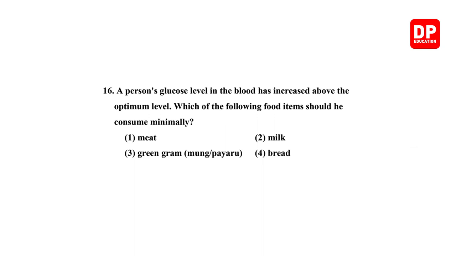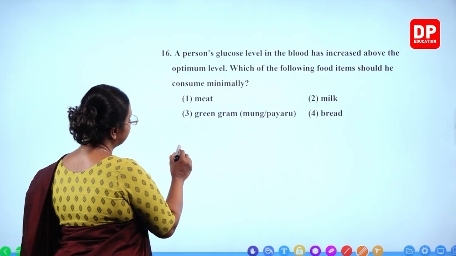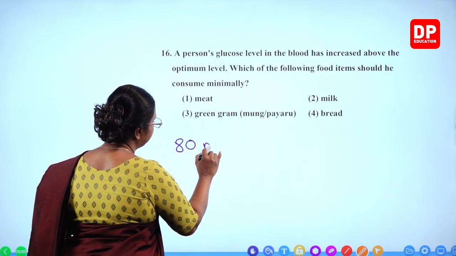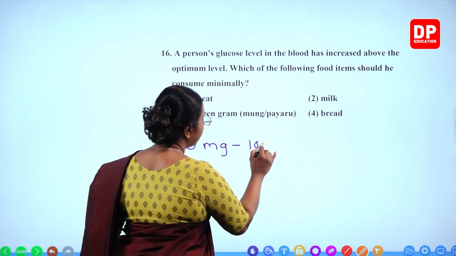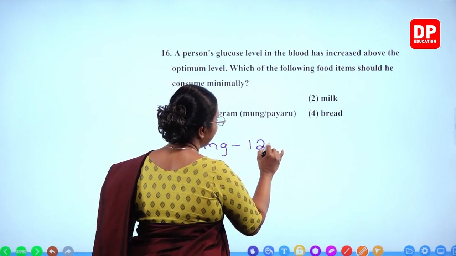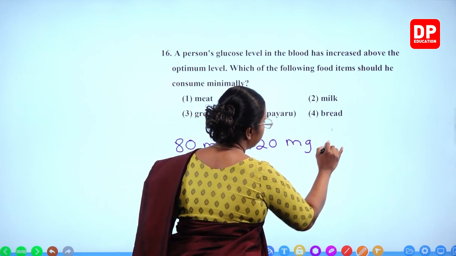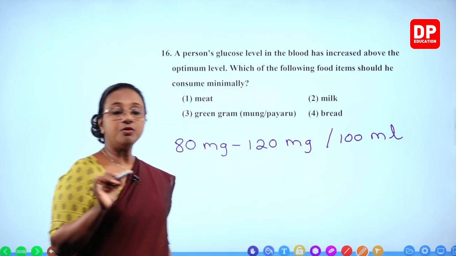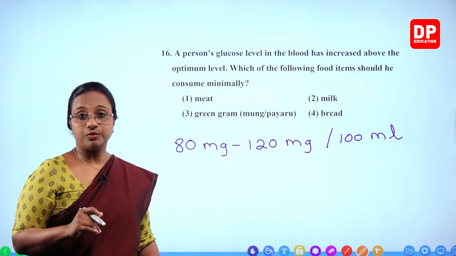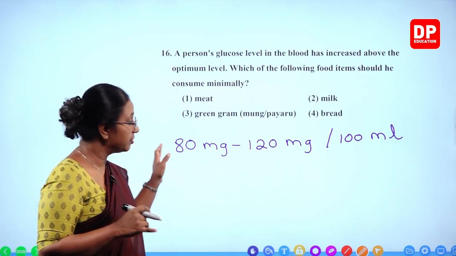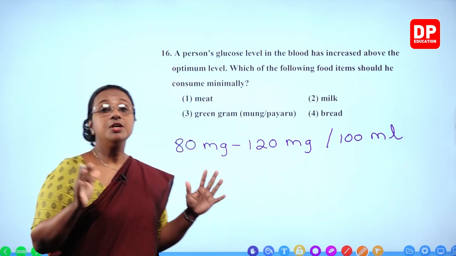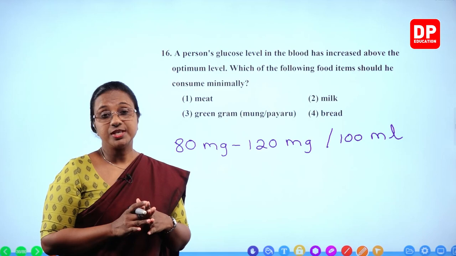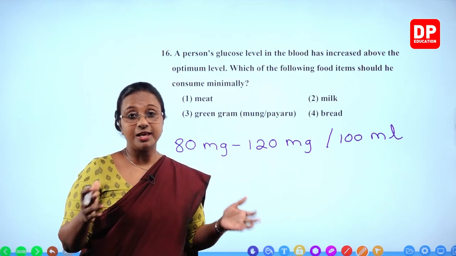A person's glucose level in the blood has increased above the optimum level. So, in a healthy person, it should be between 80 milligram and 120 milligram per 100 milliliters of blood. So that is how we observe the amount of glucose. So if it is less also not good, if it is too much also not good. So there will be homeostasis and the sugar level has to be regulated.